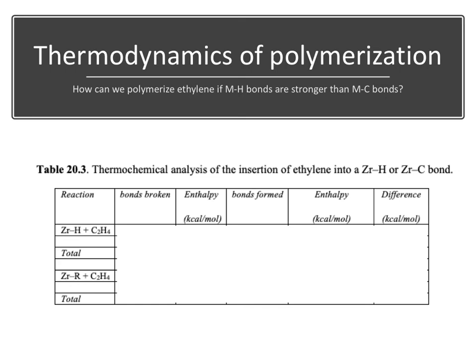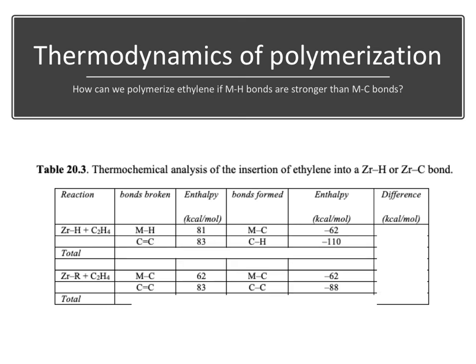The textbook chapter goes into the thermodynamics of this reaction, and I won't go into it in a lot of detail right now, but I want to at least think about it and set up the problem. So think about, in this first reaction, what bonds do you need to break and what bonds do you need to form in order to do an insertion of ethylene into a zirconium hydrogen bond? I would argue that you've got to break the zirconium hydrogen bond, so the metal hydrogen bond, and you've got to break the carbon-carbon double bond. You're going to end up forming the metal carbon single bond and the carbon hydrogen single bond.